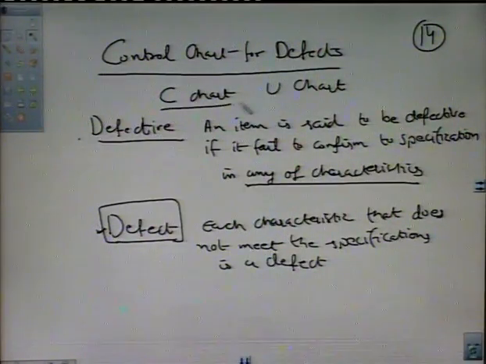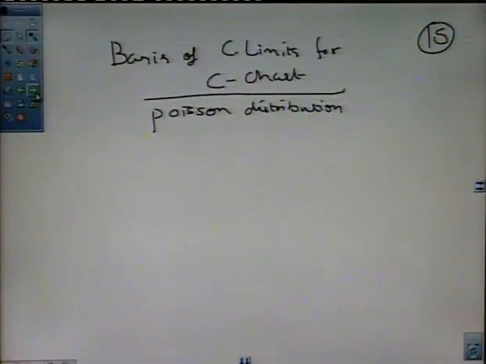We have two types of charts under the control chart for defects. The first is the C chart and the second is the U chart. The control limits for the C chart are based on the Poisson distribution. The Poisson distribution is satisfied when two conditions are met.